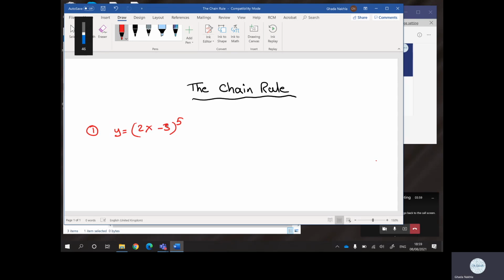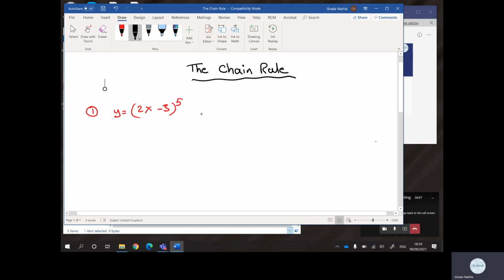y equals (2x minus 3) to the power of 5. There are two ways to look at it. The first way is to say let u equal 2x minus 3. Let u equal the bracket. In this case, y is going to be equal to the bracket to the power of 5, and the bracket is u, so it's equal to u to the power of 5.